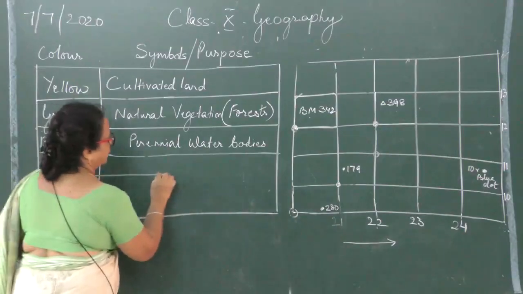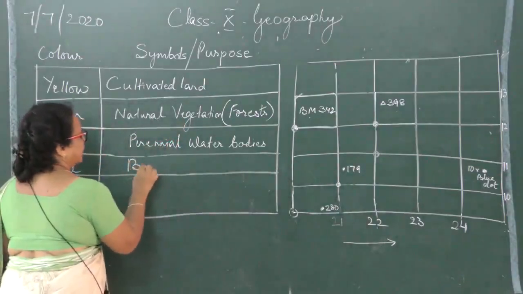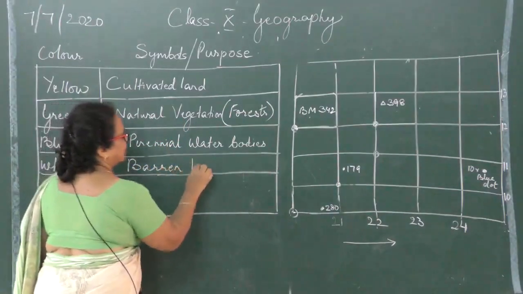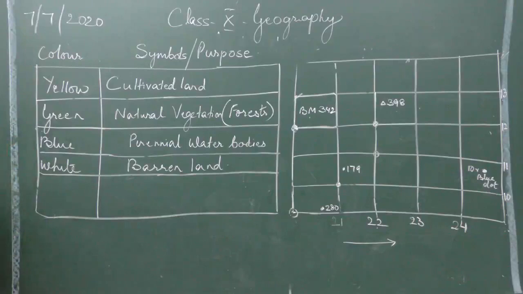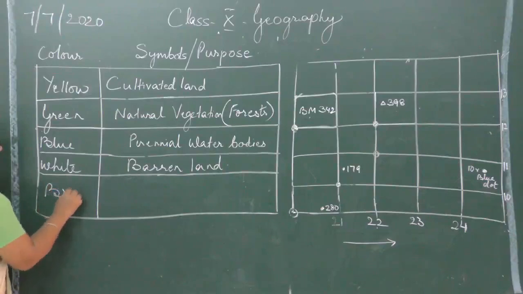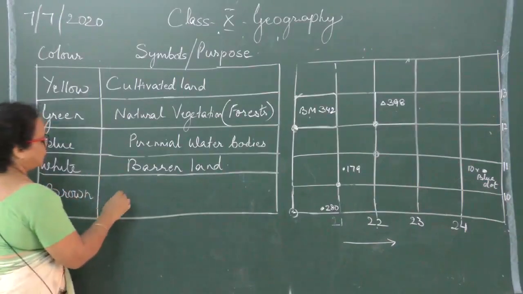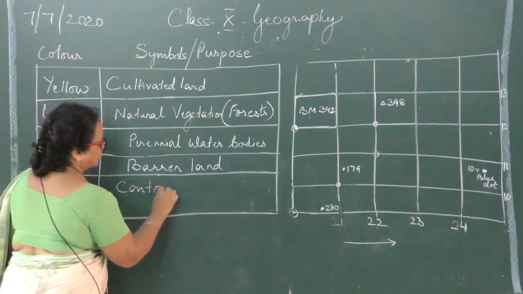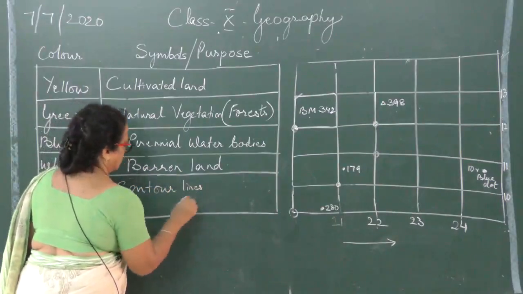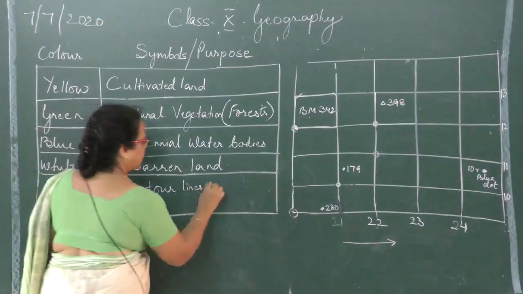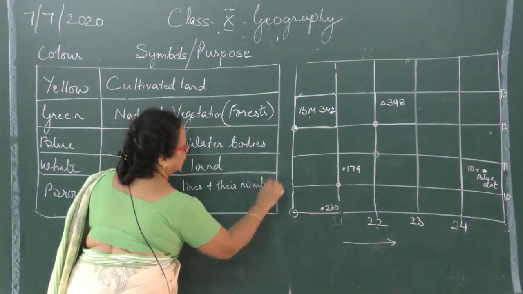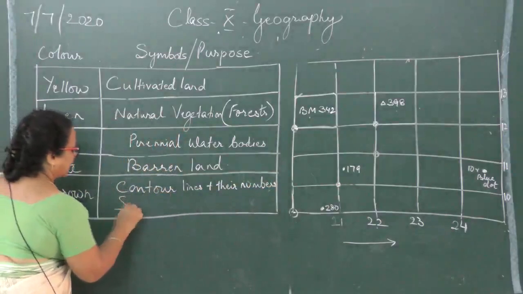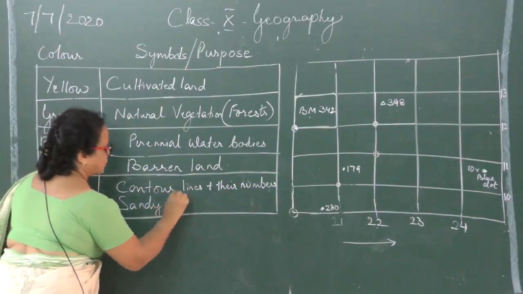Then we come to white color. White color stands for barren land, infertile area, means nothing is there. Brown, the contour lines are drawn in brown, contour lines plus their numbers, contour lines, their numbers, and sandy deposits.